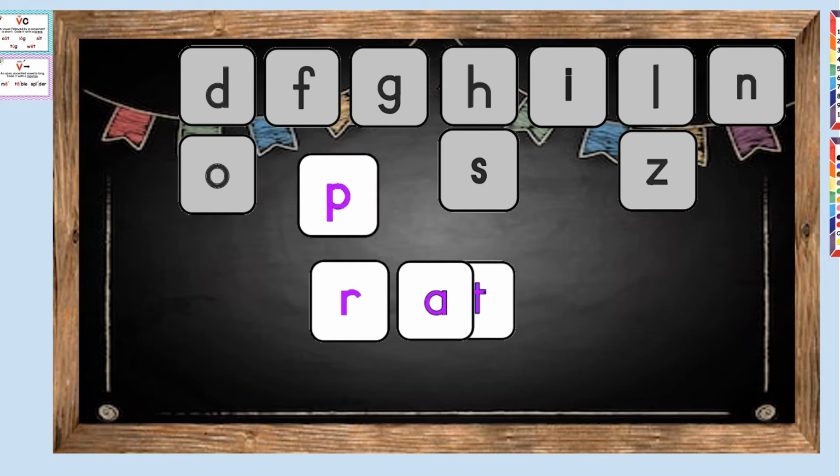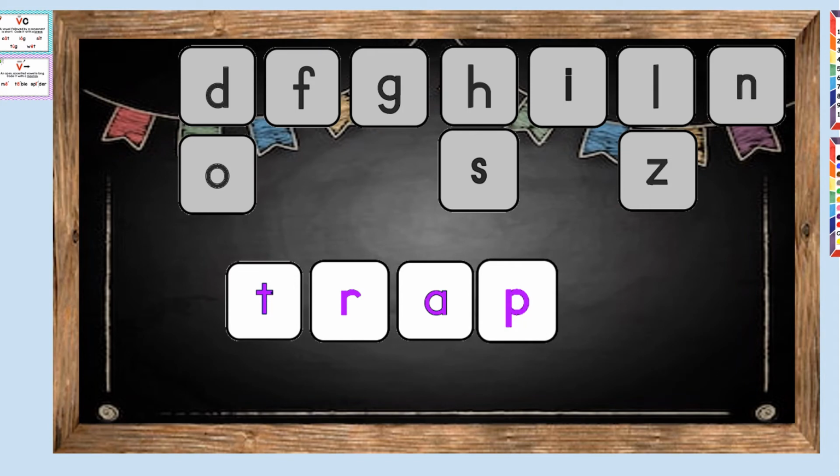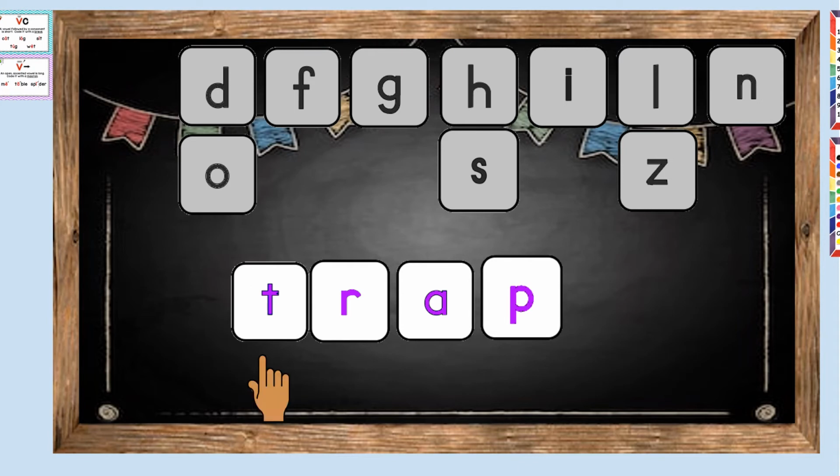Let's see what we're going to make this time. This time, we're going to move our T to the front, and we're going to put a letter P at the end. Make sure your letters look like my letters. Let's sound it out slowly. T, A.